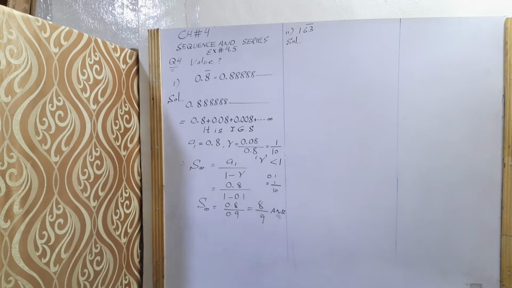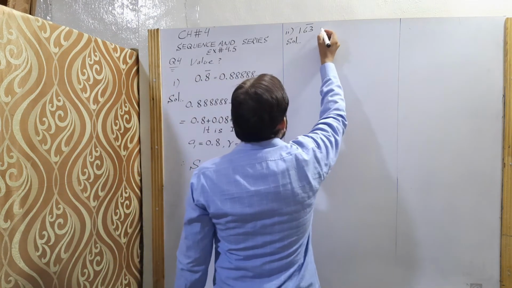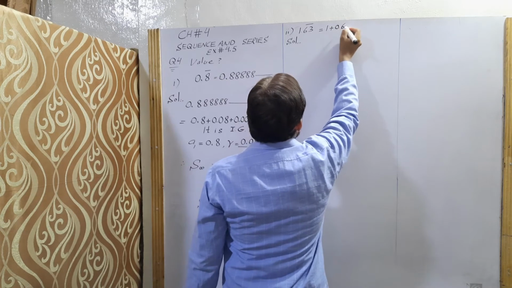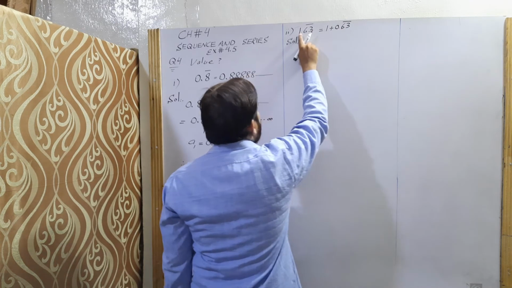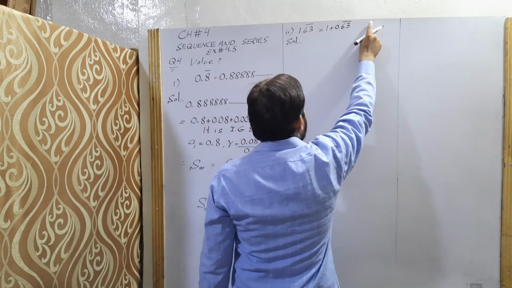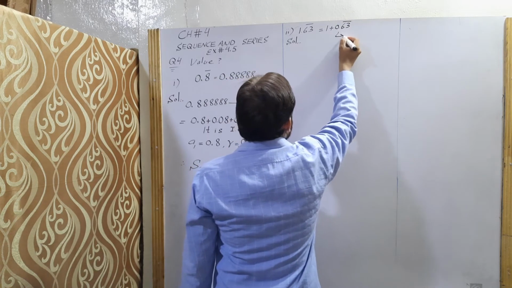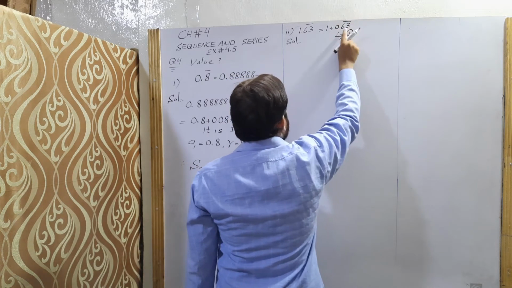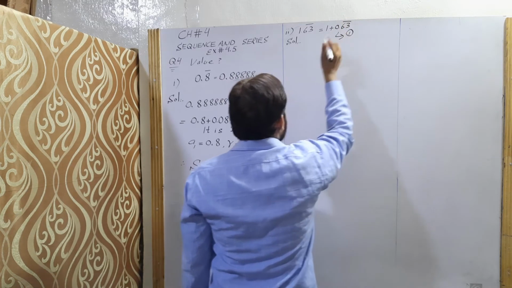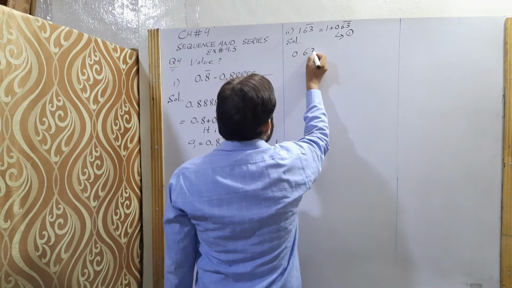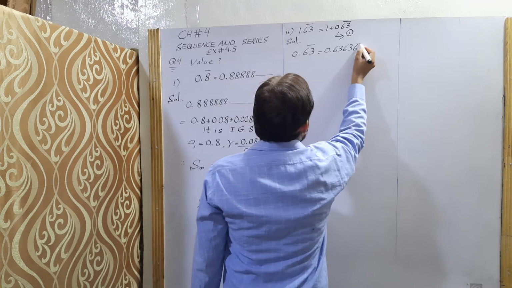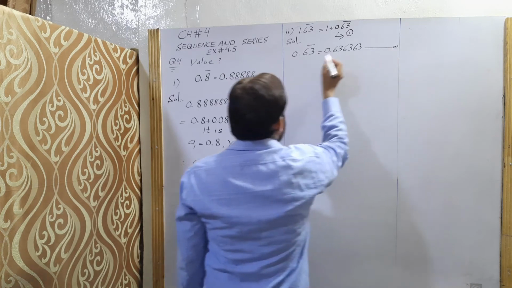Dear student, the next part is 1.63 bar. This can be written as 1 plus 0.63 bar, because for 1 there is no repetition, but 63 bar means it is repeated infinite times itself. So say this is equation number 1. Our target is to find the value of 0.63 bar. So 0.63 bar can be written as 0.636363 up to infinity.